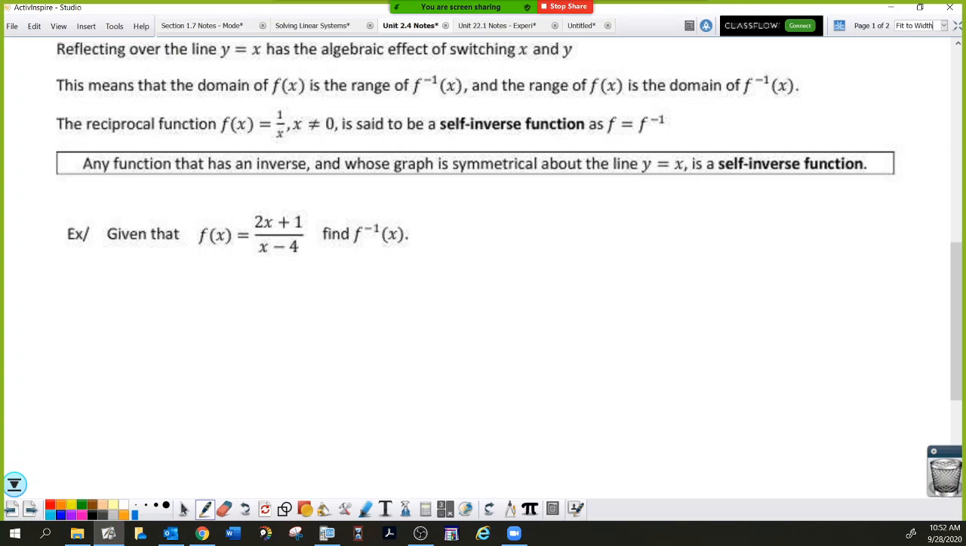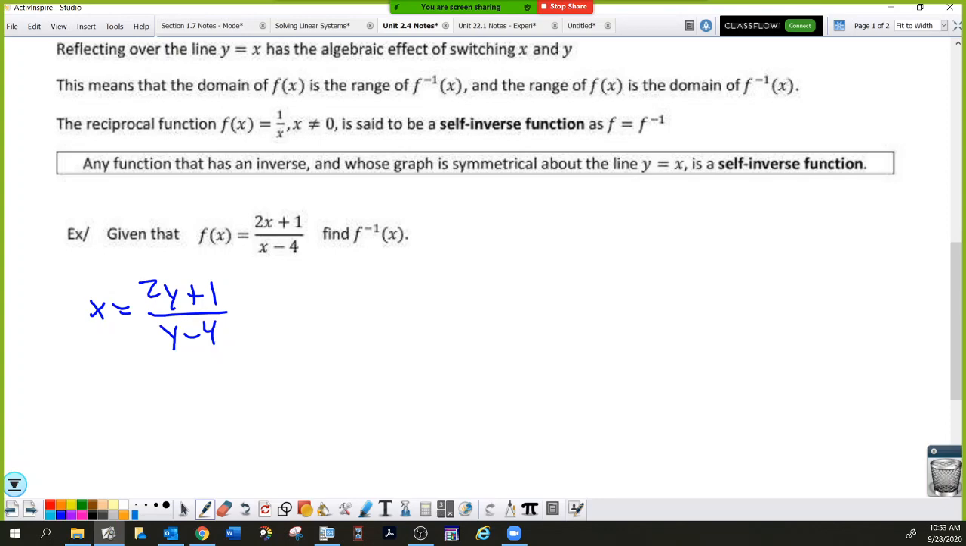Let's find the inverse of this function. Yay, rational function, 2x plus 1 over x minus 4. We're going to find that inverse. First things first, good old algebra 1, algebra 2, switch x and y. x equals 2y plus 1 over y minus 4. You have to get that y value by itself. You have to get y all by itself. And it is possible.